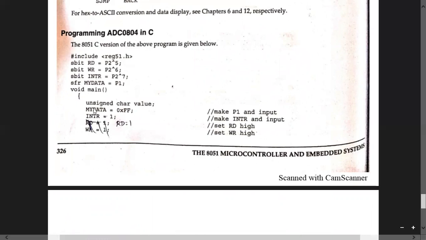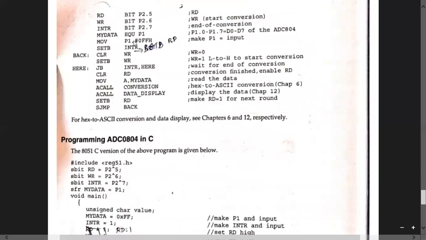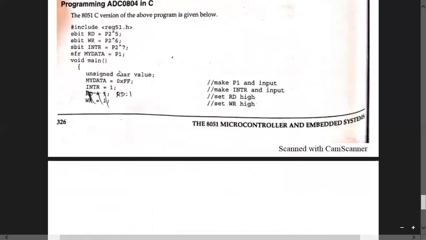Void main, unsigned character value. I'm taking the data, and what I'm doing here is first making port 1 equal to high, right? Same way here also, to make port 1 high in C language, I have to make my data equal to 0xFF.